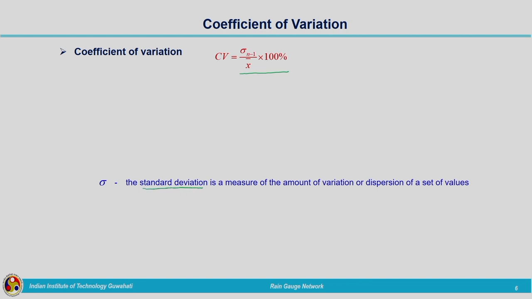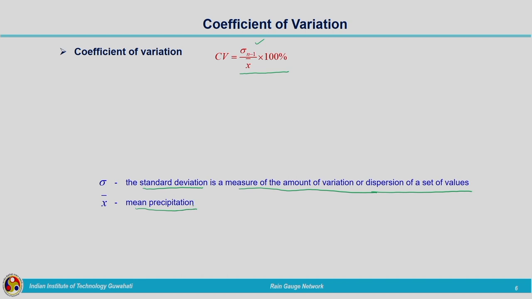Standard deviation is the measure of the amount of variation or dispersion of a set of values. We are having the rainfall data which is measured from the rain gauges, and we are finding out the standard deviation, the measure of the amount of variation or dispersion in the data. So, the coefficient of variation is sigma n minus 1 divided by x bar. Sigma n minus 1 is the standard deviation and x bar is the mean precipitation.